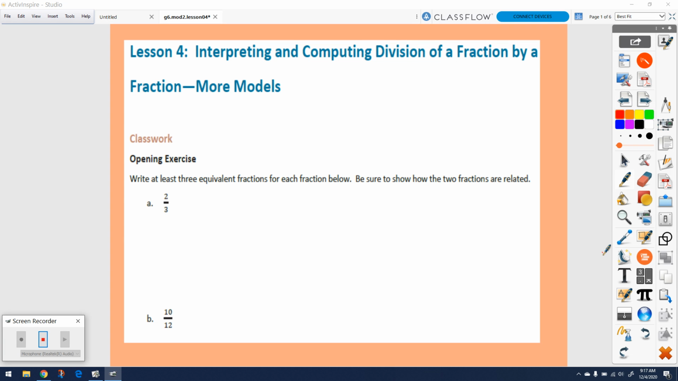Good morning, sixth graders. We're taking a look today at lesson 4. It's more models, okay? The only thing different in this one, our target goal is to be able to work with dividing fractions where the denominators in the fractions are not the same, okay? So that's our biggest thing. We are looking at page 39 in your textbook, and the beginning is just an opening quick.